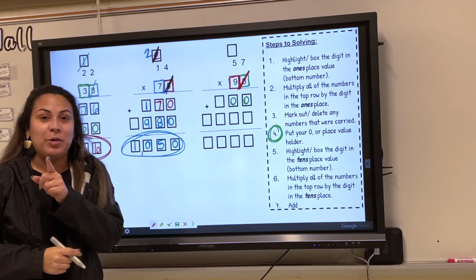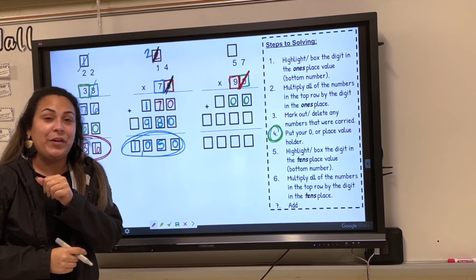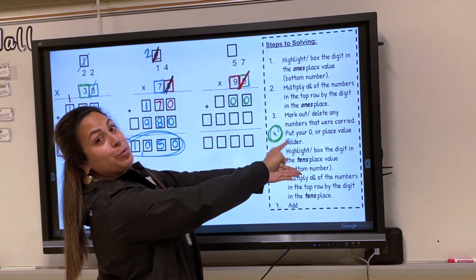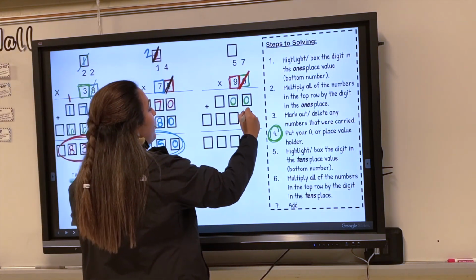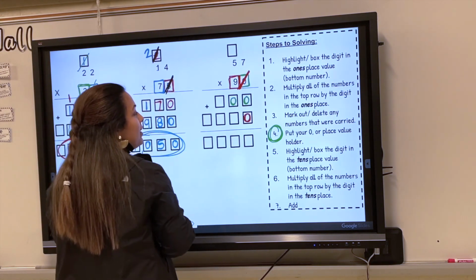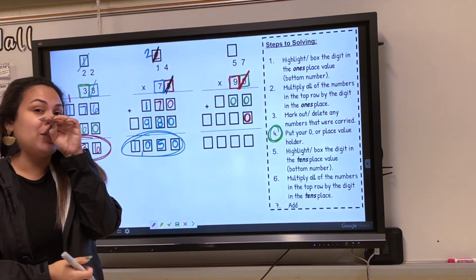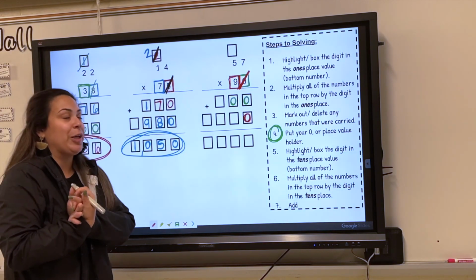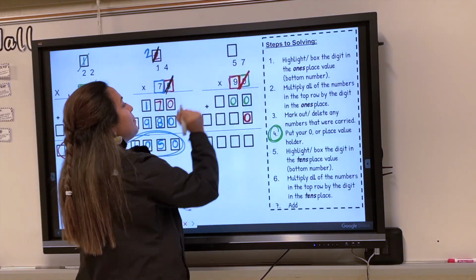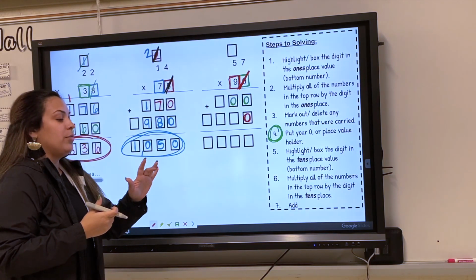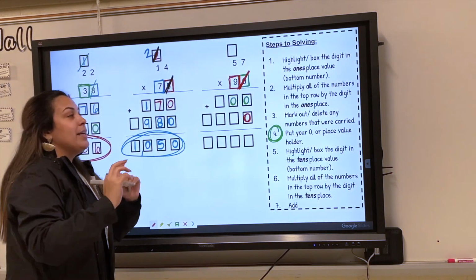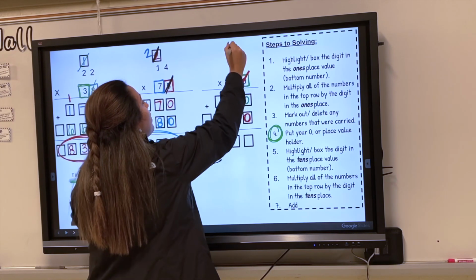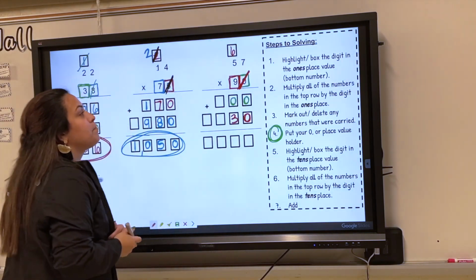But before I can multiply, what do I need to do? Put my 0. So I'm going to put my place value holder, or that 0, in the ones place to show I am now moving on to a number in the tens place value. 9 times 7 is 63. So I'll put my 3, carry my 6.